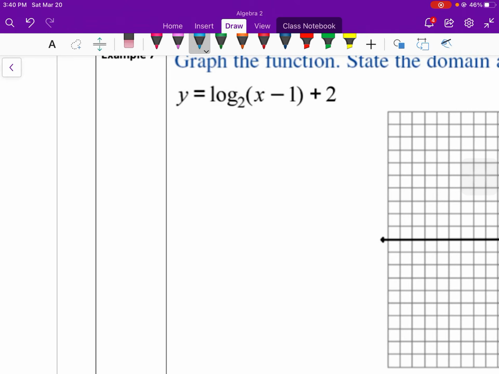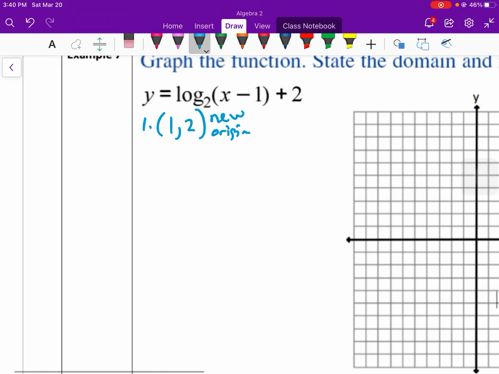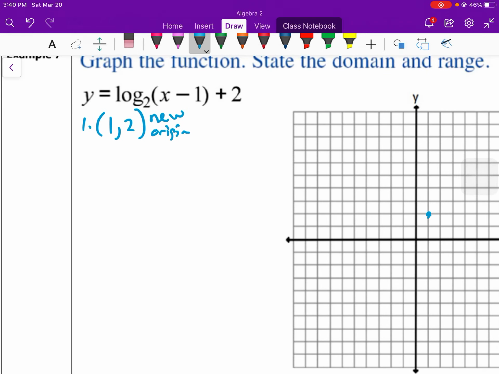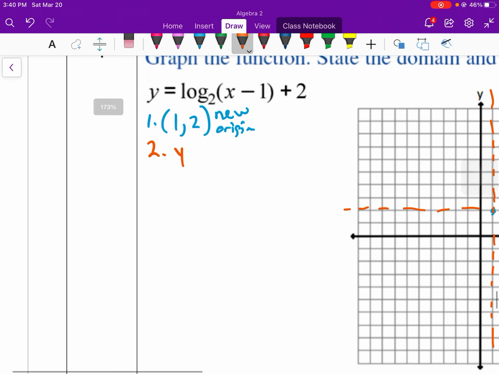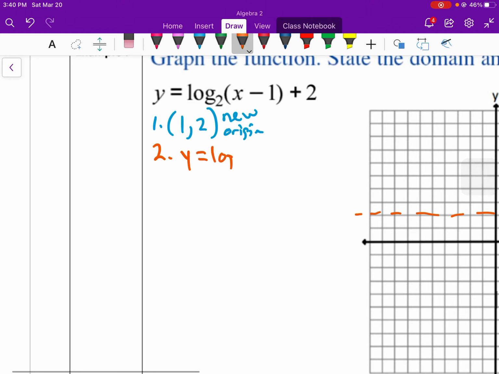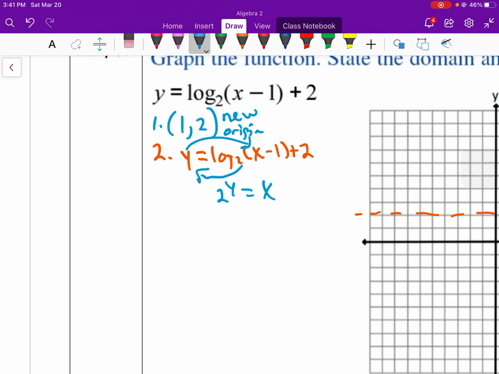Hopefully you're kind of feeling comfortable with it at this point. My shift is going to be 1, 2, new origin. So that's 1, 2. Put my little horizontal and vertical axis. Rewrite y equals log base 2 of x minus 1 plus 2. I guess I could just write log base 2 of x just to be clear that we want it to that power. So that's 2 to the y equals x.